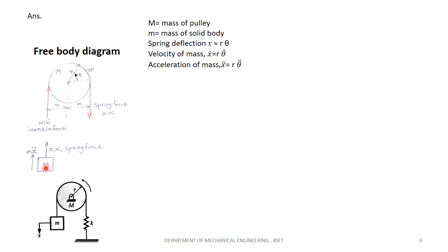These are the notations we are using. Capital M represents the mass of the pulley. Small m represents the mass of the solid body.